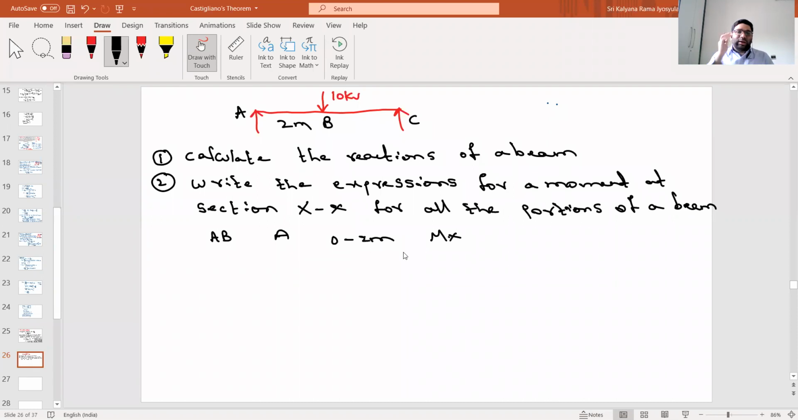RA into X. Simply, I'm just giving an example. Now we were asked to calculate the deflection at B. If this is the question given, calculate deflection at B. Now previously what did we do?